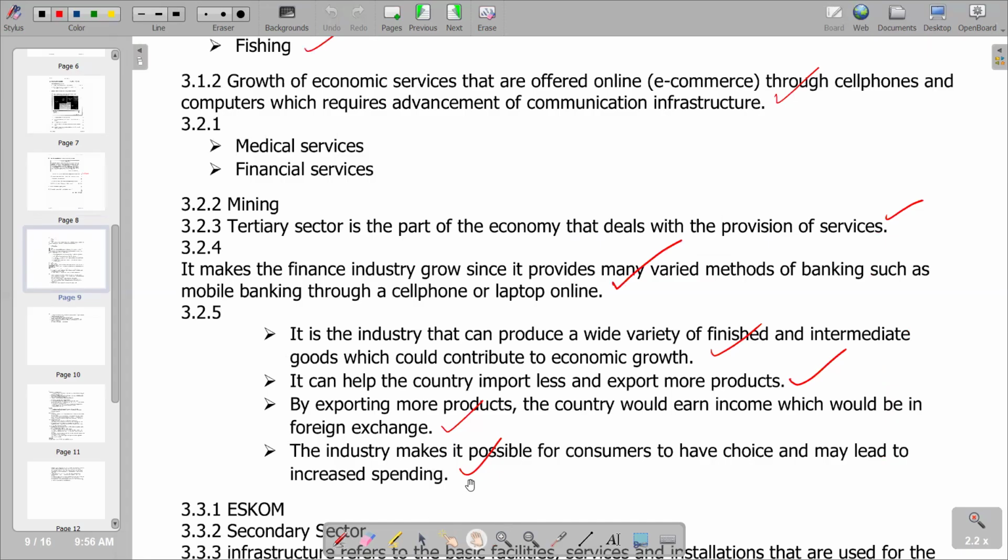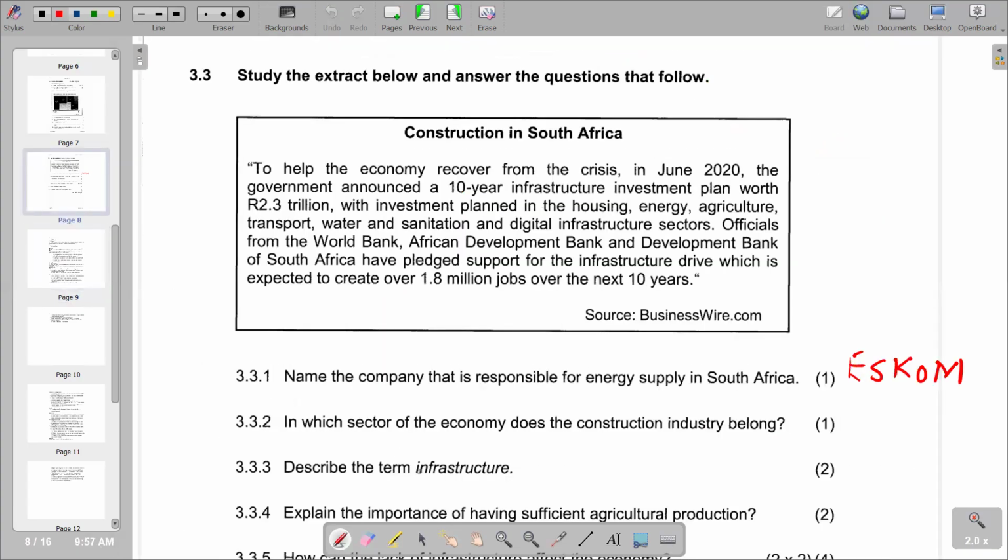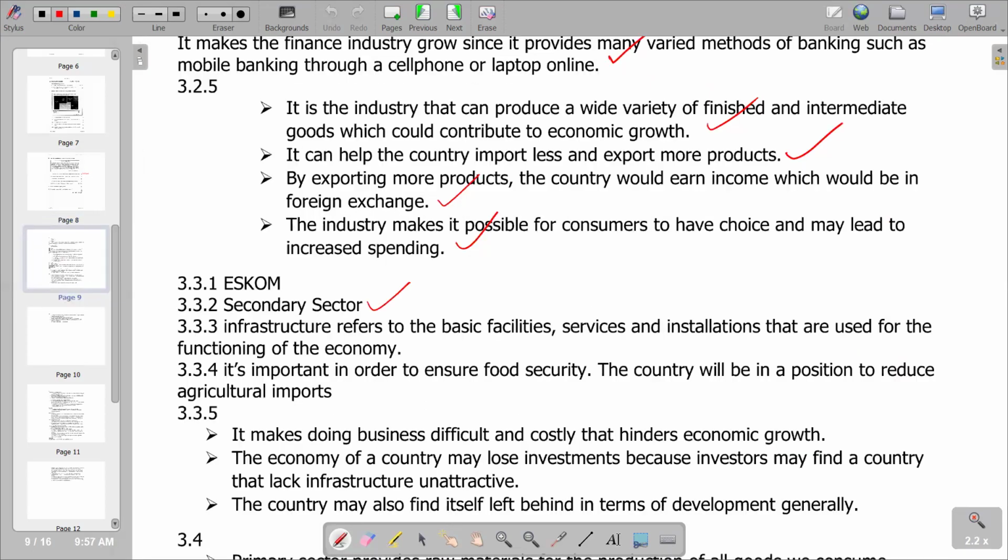So we know that this is the secondary sector. Because in the construction industry, there is the issue of, for example, building houses. So we are converting something into a finished product. For example, the house that has been built. So we have a secondary sector. So moving on to the next part, describe the term infrastructure. You see that the explanation of infrastructure that we have is: infrastructure refers to basic facilities, services, and installations that are used for the functioning of the economy. So that is a description that we have in terms of infrastructure.